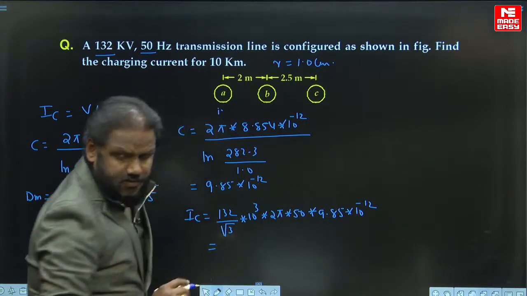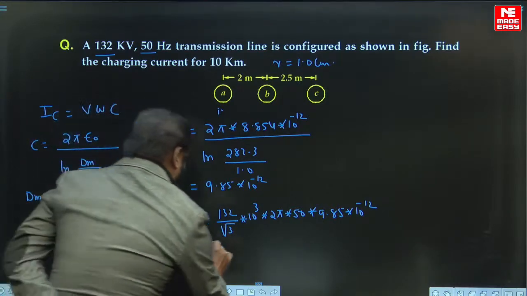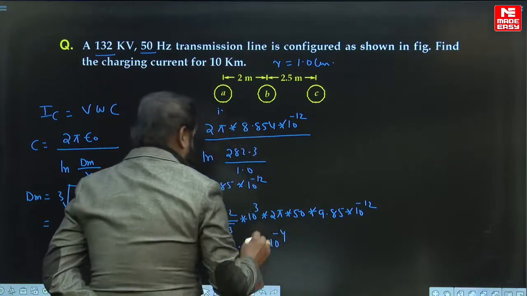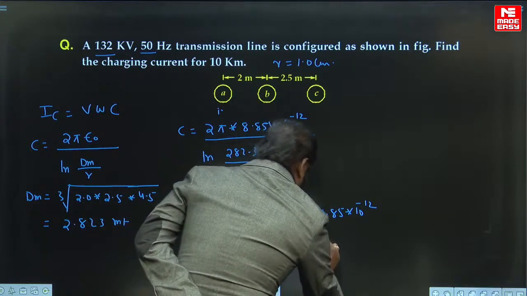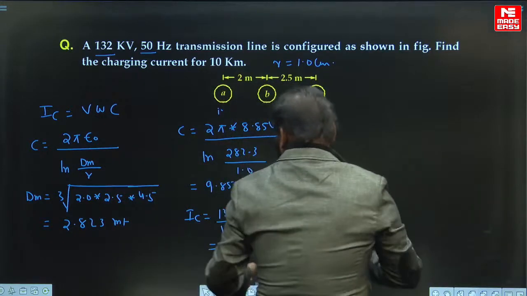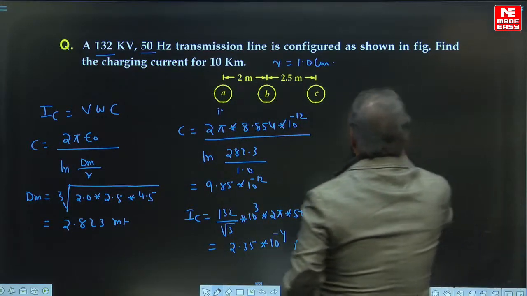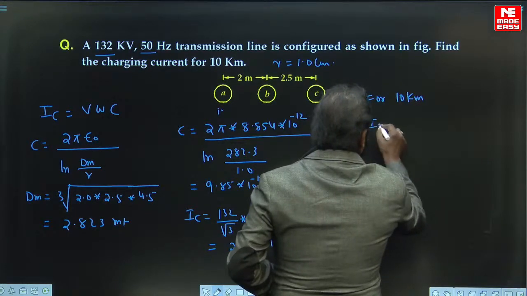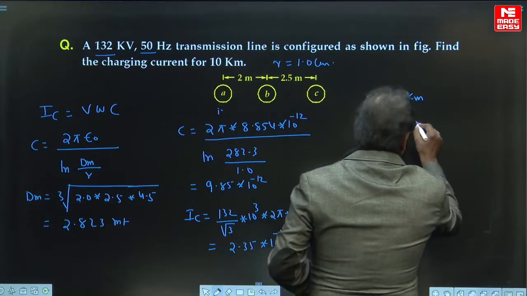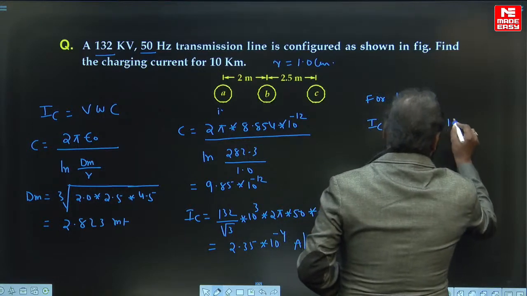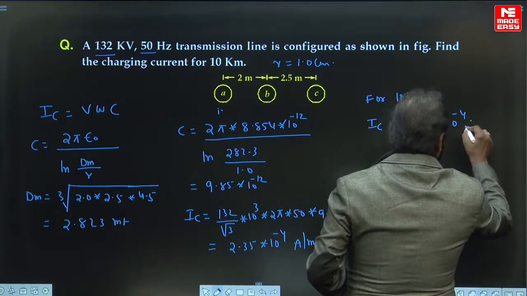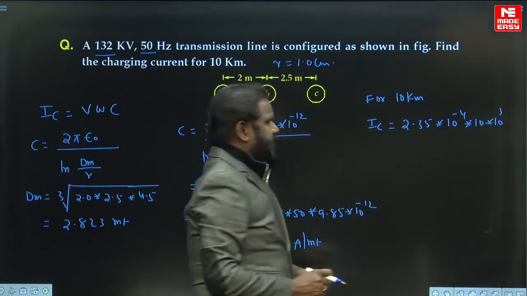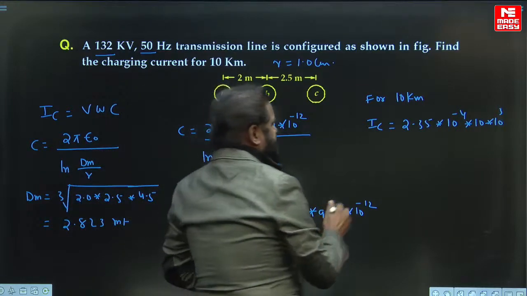This is equal to 2.35 into 10 to the power of minus 4 amperes per meter. Okay, this is per meter. For 10 kilometers you need to calculate. For 10 km, IC is equal to 2.35 into 10 to the power of minus 4 into 10 into 10 cube, because 10 kilometers is how many meters? 10 into 10 cube.